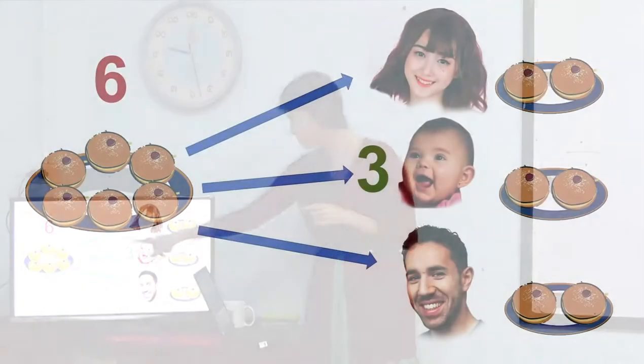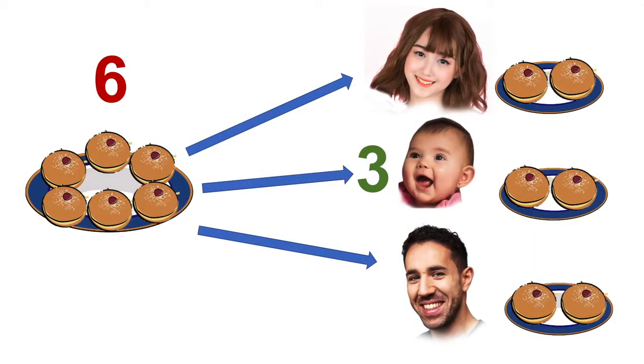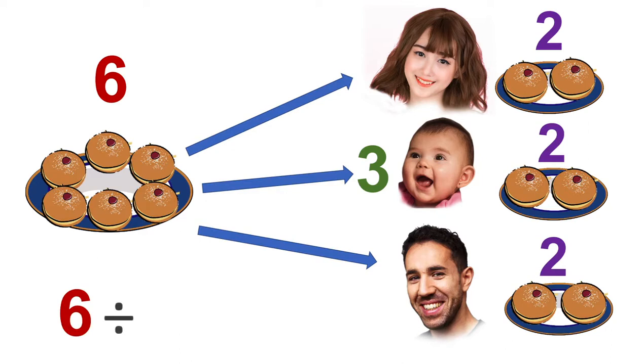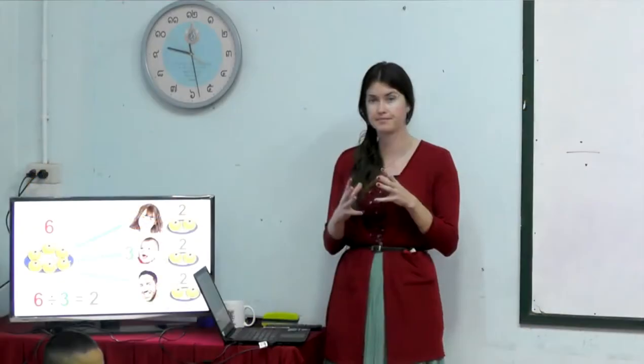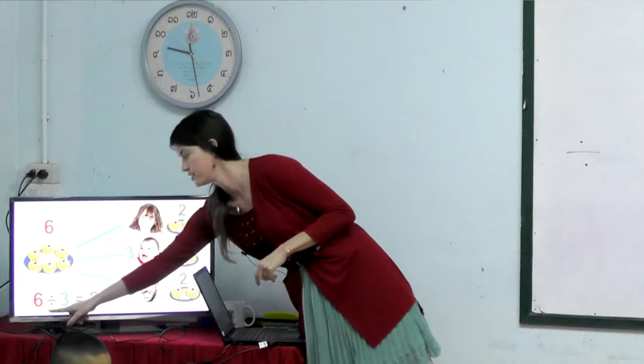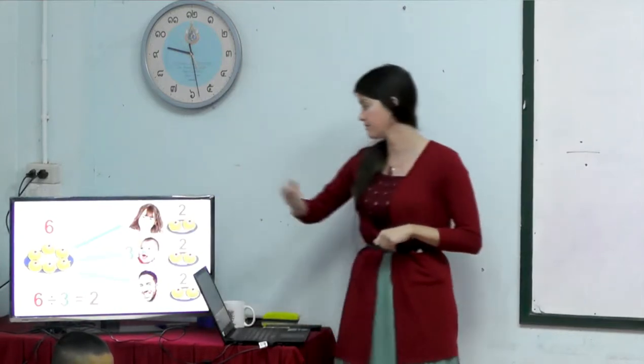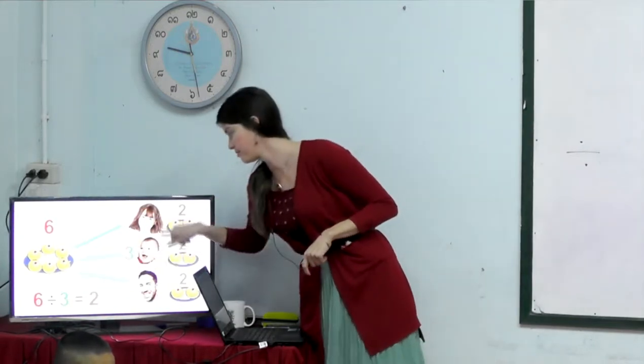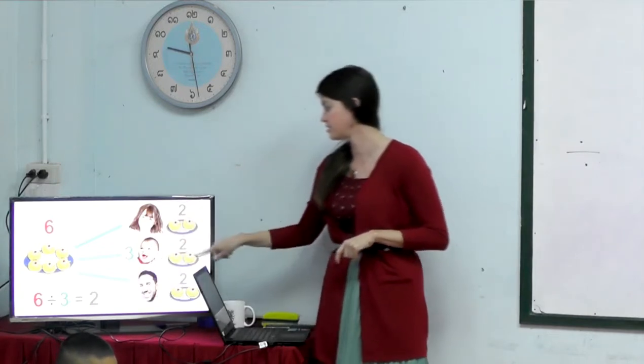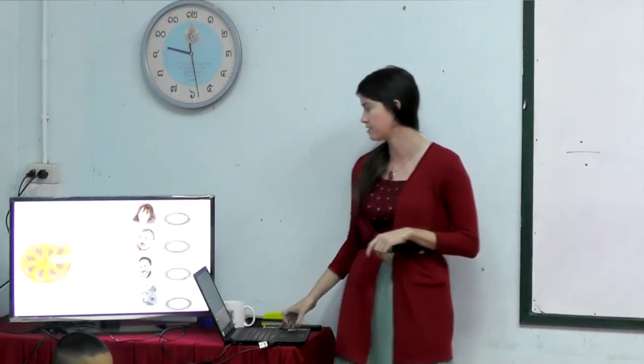But in this case, we have 3 people, and each person gets 2 donuts or cakes. So we think 6 divided by 3 people, and each person gets 2 little cakes or cookies. So we think about our whole number, our big number. Remember, divide means we're going to be sharing. By 3 people, each person gets 2 little cakes or donuts.